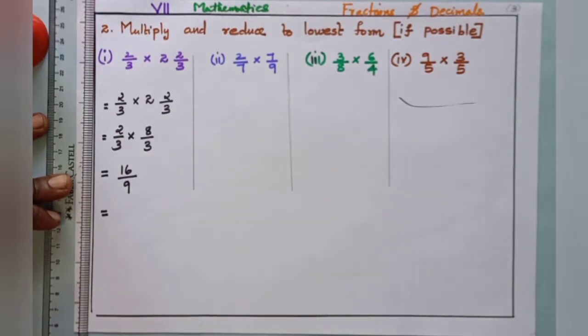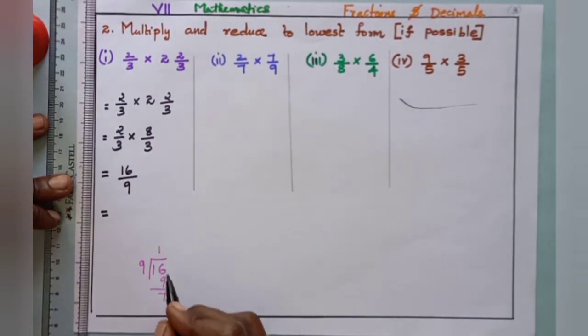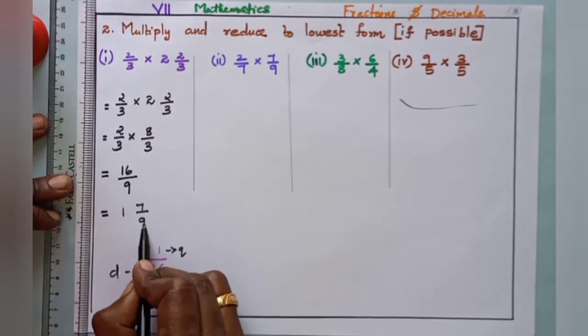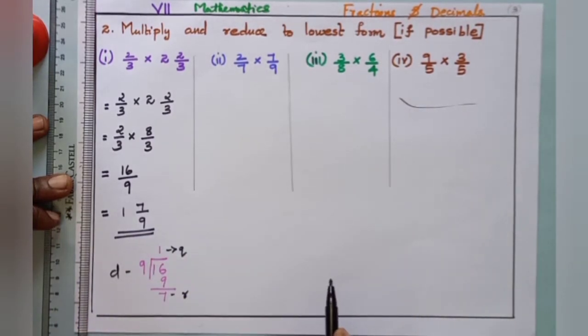16 by 9. How many times? 1 times 9. Balance is 7. So we can write it as quotient, remainder by divisor: 1 and 7 by 9.